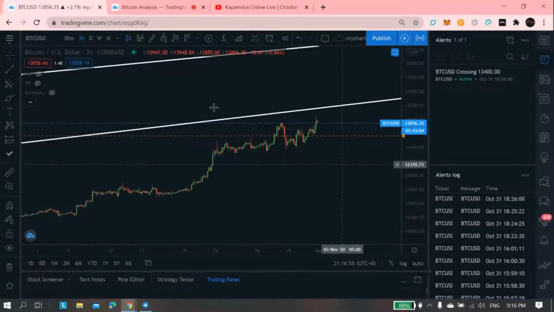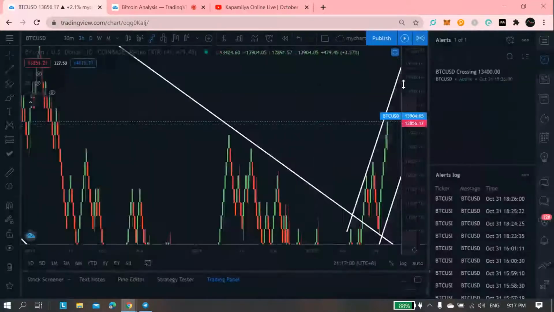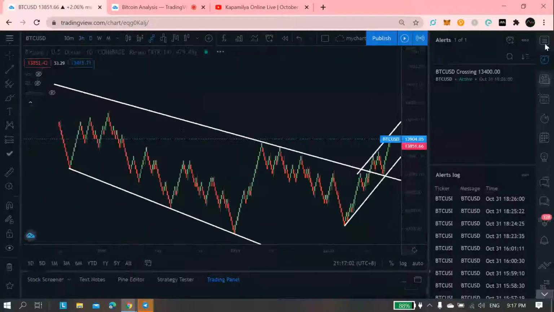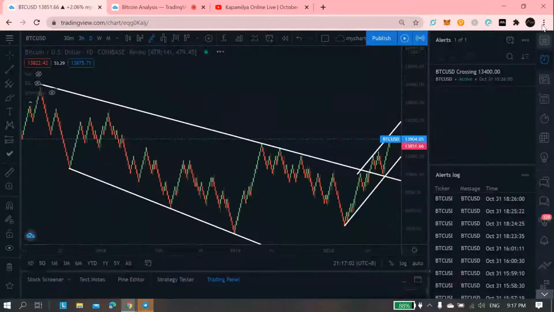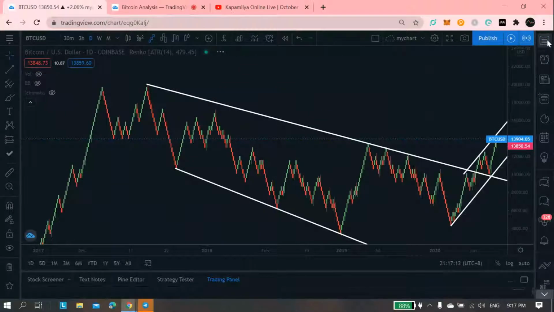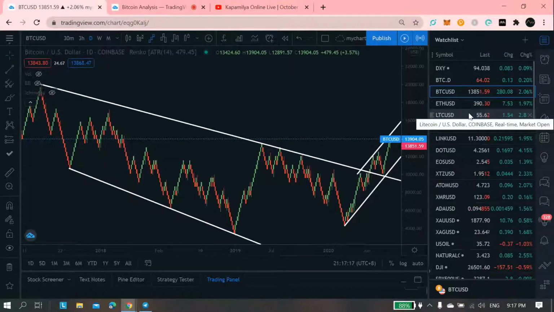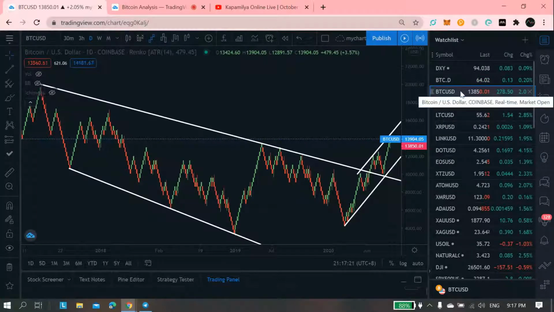Let's go back again to this Renko chart. You can only use one alert. So normally I trade Bitcoin, Ethereum, and Litecoin perpetual, but most of my trades are BTC USD.